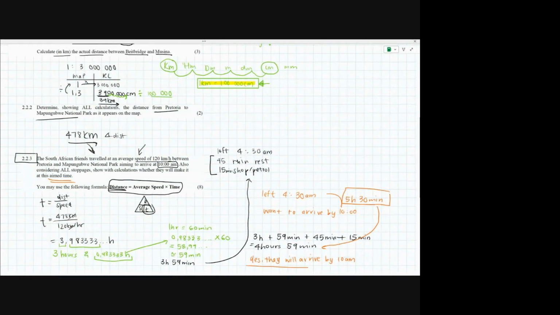So it's really important that you do know what the time difference is between when they left and when they want to arrive, and then obviously take into account your calculations. So again, this is not a lot for 8 marks, but there was a fair amount that we needed to do, hence the 8-mark allocation.